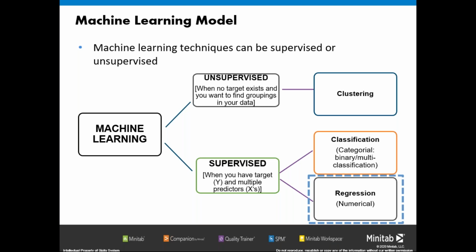So, for example, we go for clustering, or we can go for multivariate analysis, let's say principal component analysis, factor analysis. This one we call unsupervised. Another category we call supervised, which means that you have a target, your Y, and then you have multiple predictors. Inside the supervised, we have classification and regression.